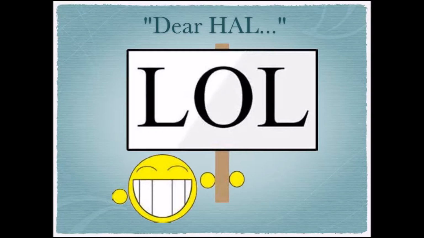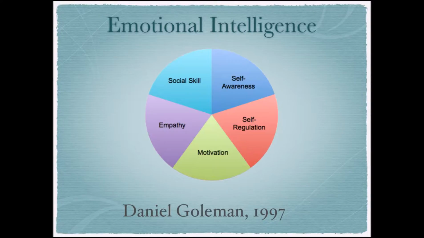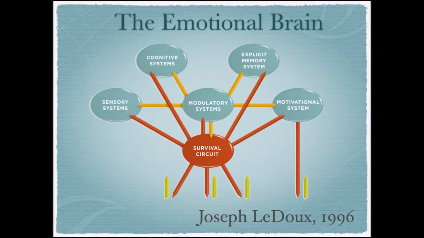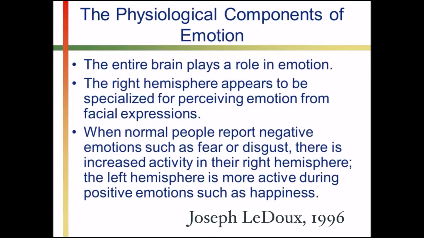There have been several attempts to define emotional intelligence. For example, in 1997, Daniel Goleman divided emotions into several different systems: social skills, self-awareness, self-regulation, motivation, and empathy. However, Joseph LeDoux divides it into multiple systems, which can be even further divided into numerous systems. And you can see he defines it here, the physiological components of emotion.